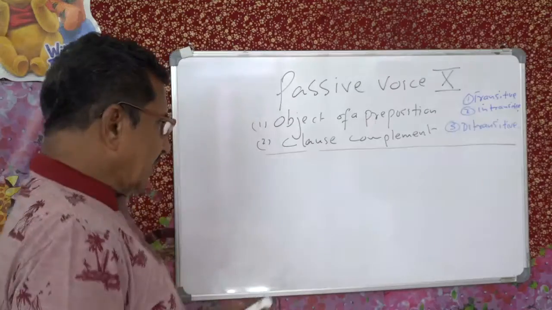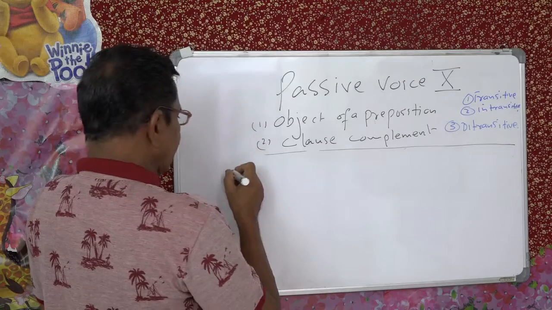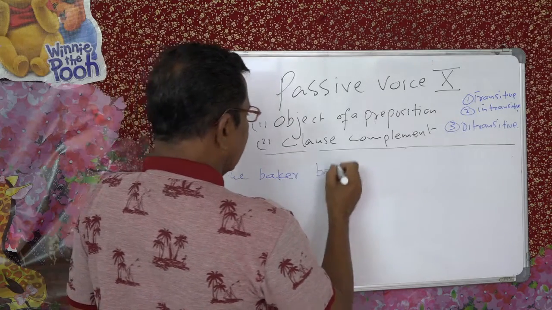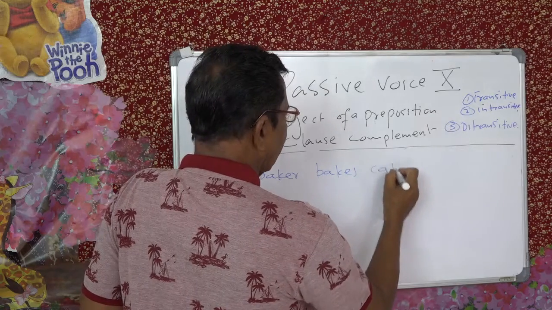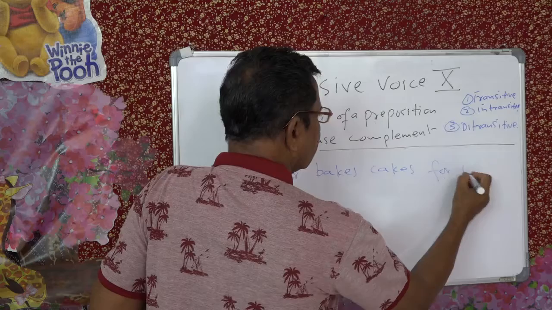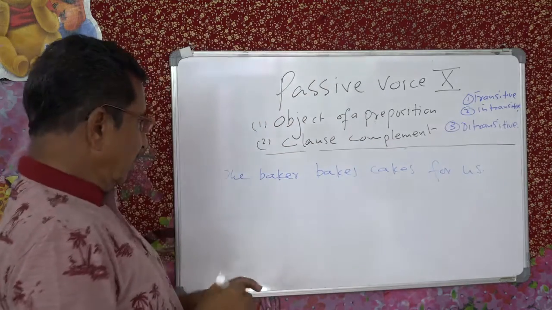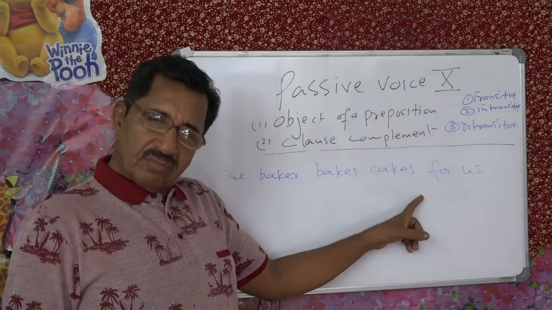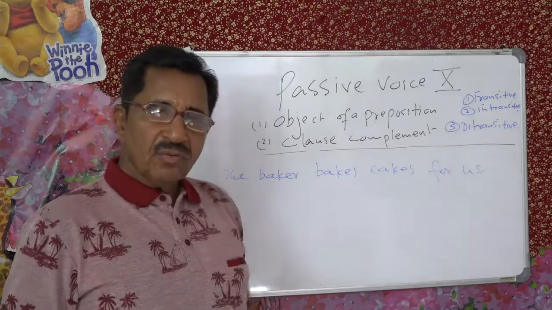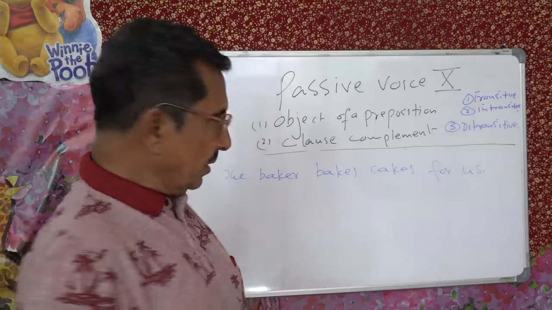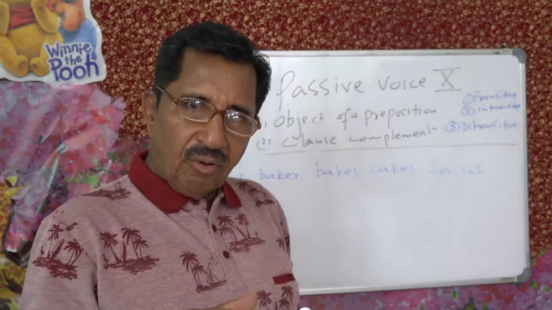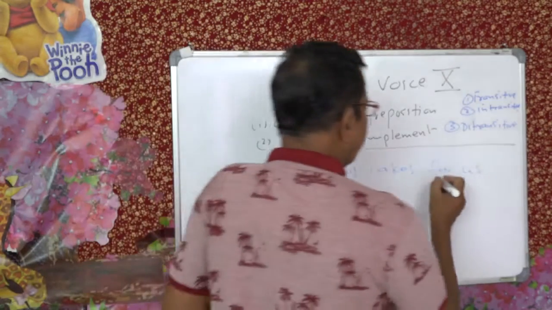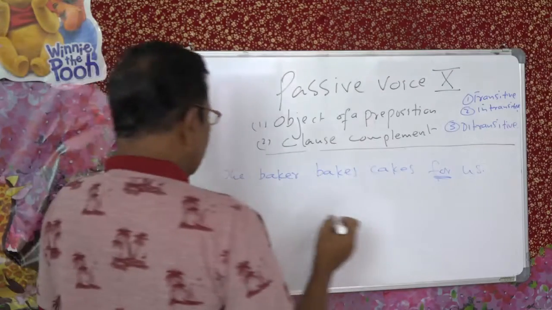Now see, when you have a sentence like this: the baker bakes cake for us. Now in this case what happens? You have got two objects. The baker bakes what? Cakes. For whom or to whom? For us. So dative can appear either with the preposition to or with the preposition for. So this is for.